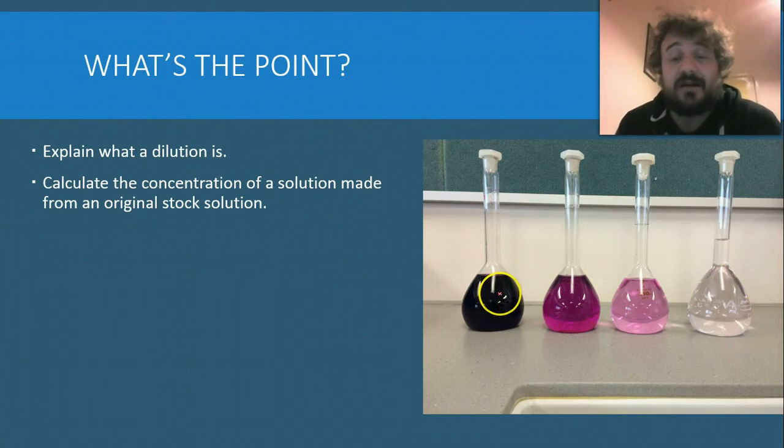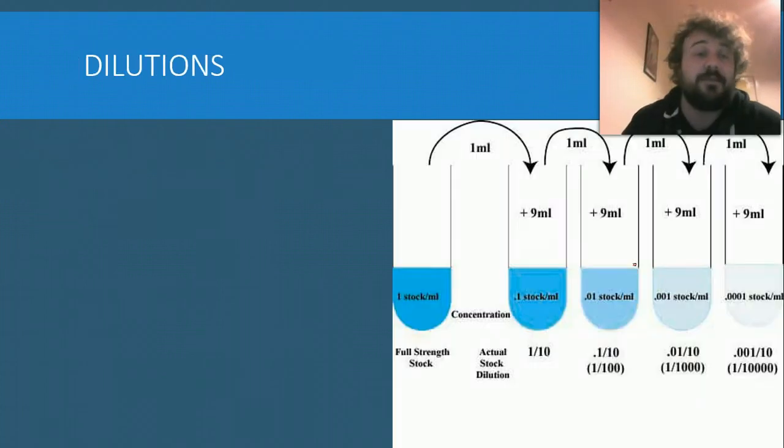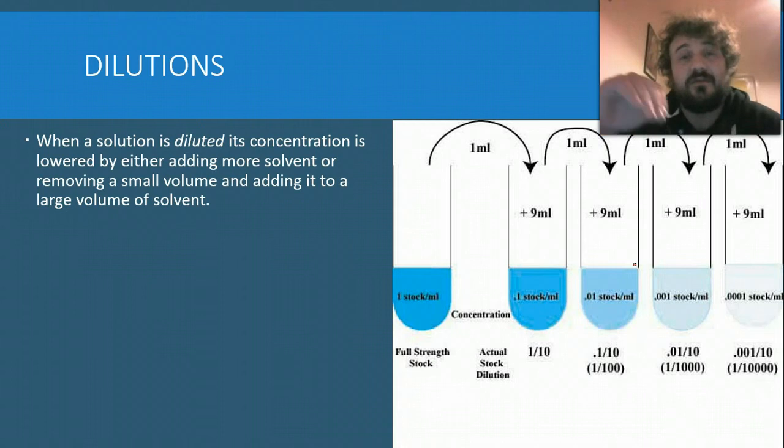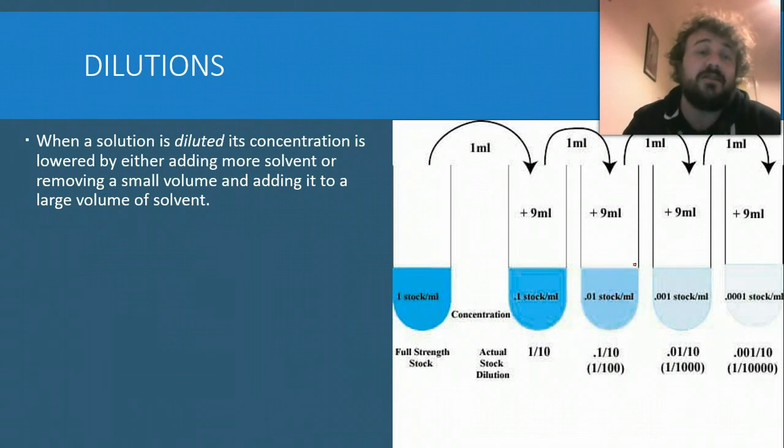There's one made by someone in our class, and here's the stock solution, and each one of these dilutions was made, and it goes stepwise to weaker, weaker, and weaker, or less concentrated. All right. So dilutions, what are they? Well, basically, when something's diluted, the concentration of the solute is reduced. Now, the way we lower the concentration of the solute is by adding more solvent or taking a small amount of the solution and adding it to a large volume of solvent.